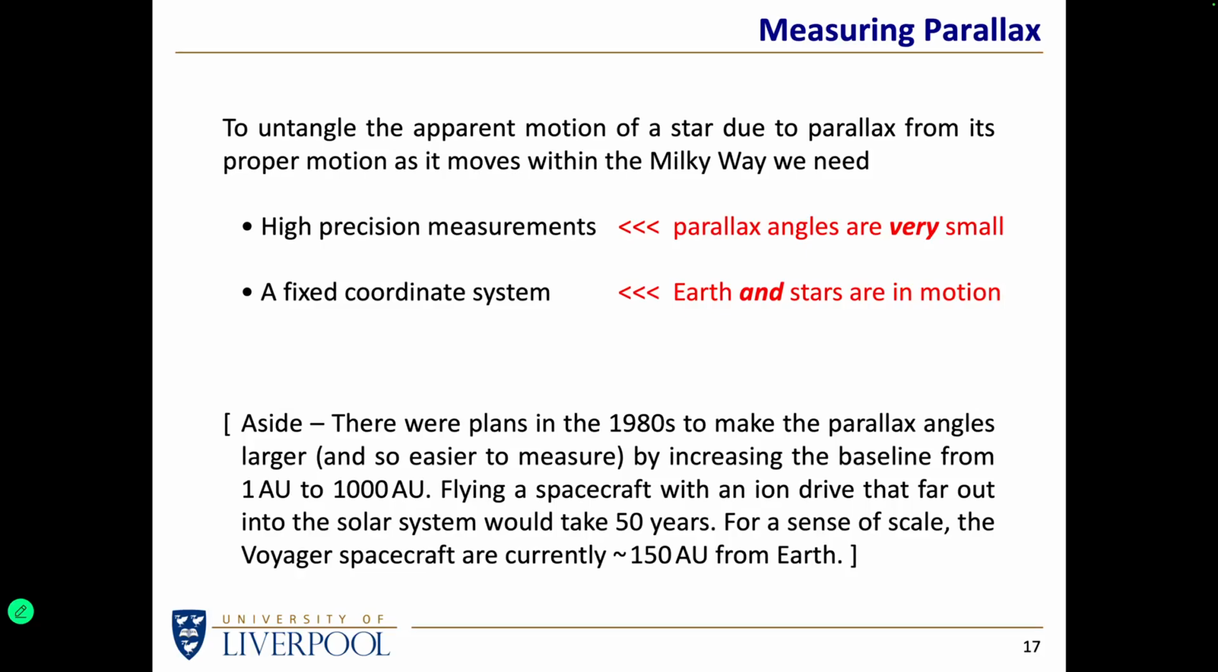So even if this plan had gone ahead in the 1980s, that spacecraft would not be on station yet. It would still be on its way out towards the 1000 AU point. So this idea of making the parallax angles larger never actually happened. Instead, we waited until the technology was able to measure very small parallax angles.